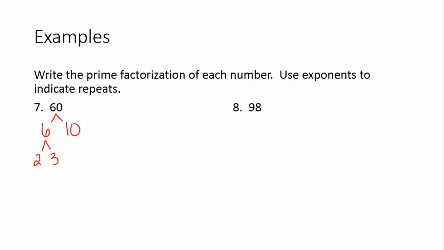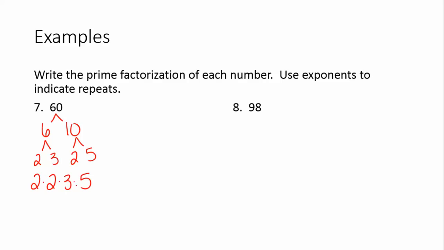It splits down into 2 and 3. Now 2 and 3 are both prime, so we stop here. Now we move over to the 10. 10 is divisible by 2 and 5. Those numbers are now also both prime, so our factorization is stopped, and we need to write it out using exponents to indicate repeats. So what we have here is 2 times 2 times 3 times 5.